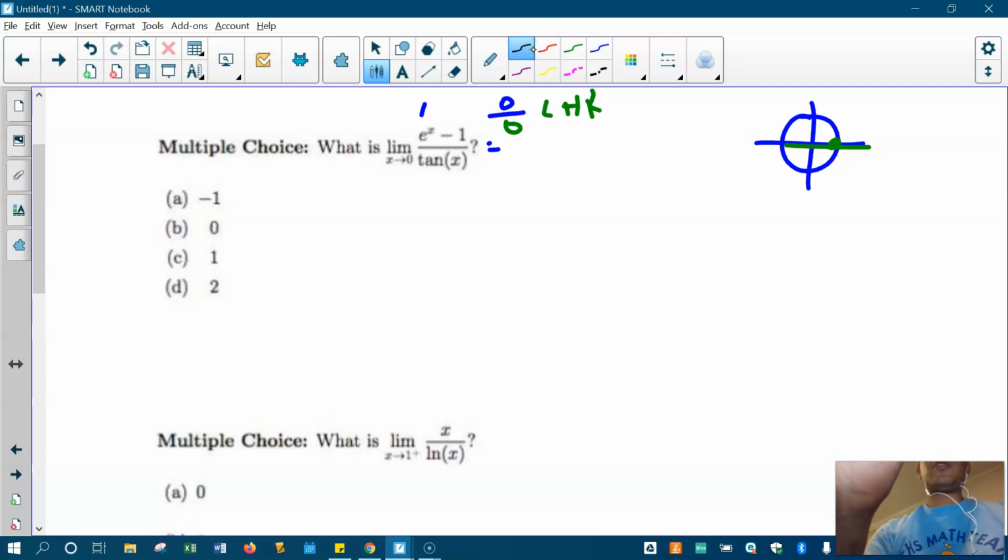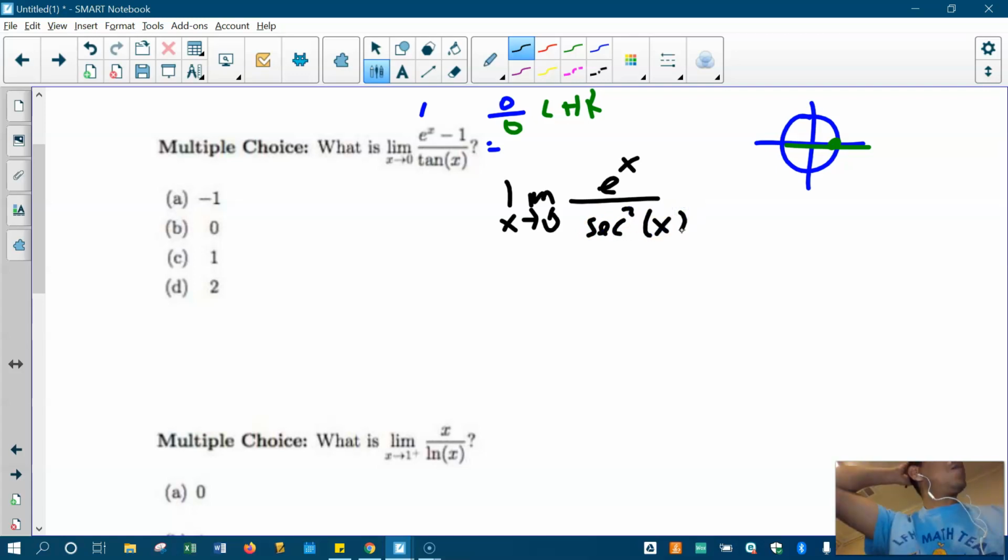So L'Hopital's Rule here is going to be equal to the limit as x approaches 0 of the derivative, e to the x, over the derivative of tangent, which is secant squared x. Many students have the misconception initially of doing a quotient rule here, but I want to remind you that when you do L'Hopital's Rule, you're doing strictly the derivative at the top, strictly the derivative at the bottom individually. You're not doing a quotient rule here. Let's go and evaluate.